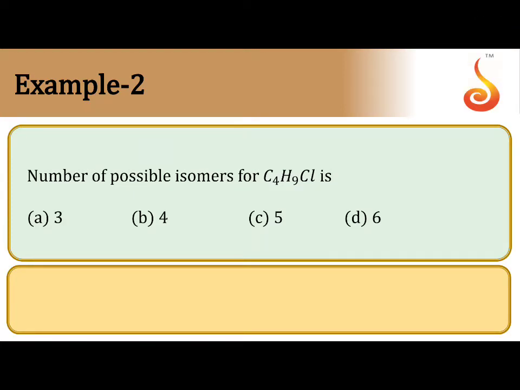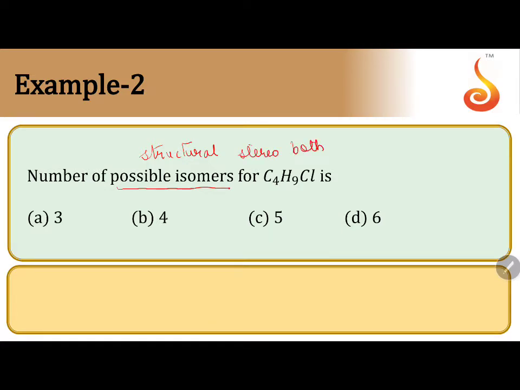Number of possible isomers for C4H9Cl is. So, first thing let us note in this question, all the isomers are asked. They have not specified whether only we should write structural or stereoisomers. So, we should list both.